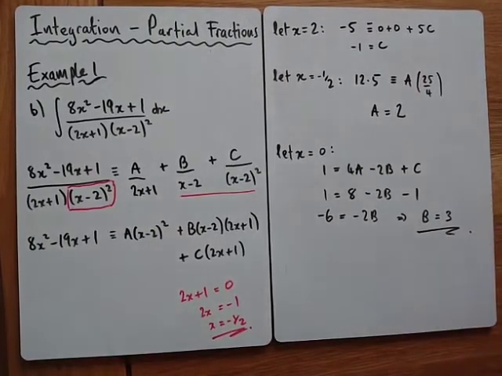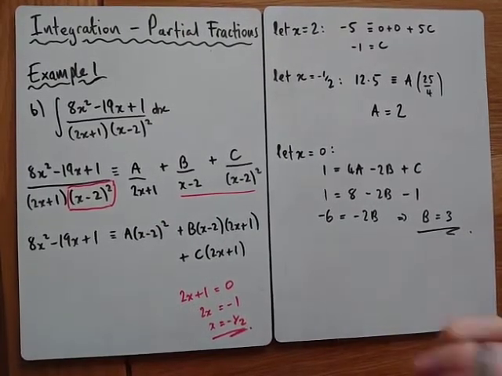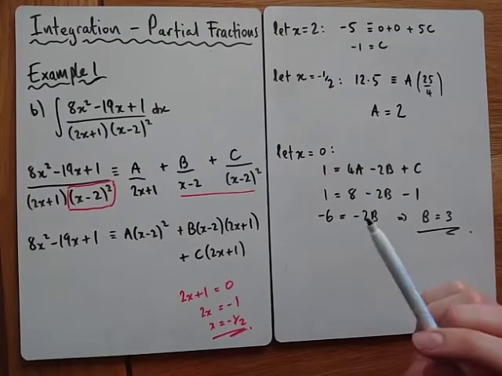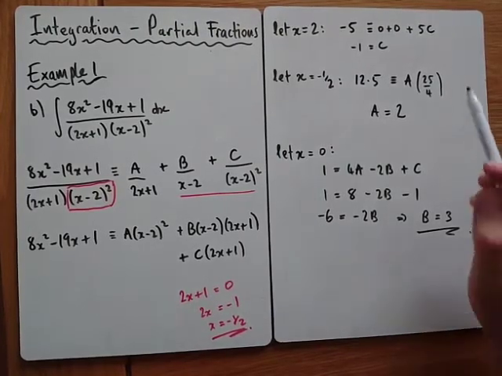So b would equal 3. Okay, quite a lot going on again. You might want to pause and just watch that bit again. But now we've done most of the work.